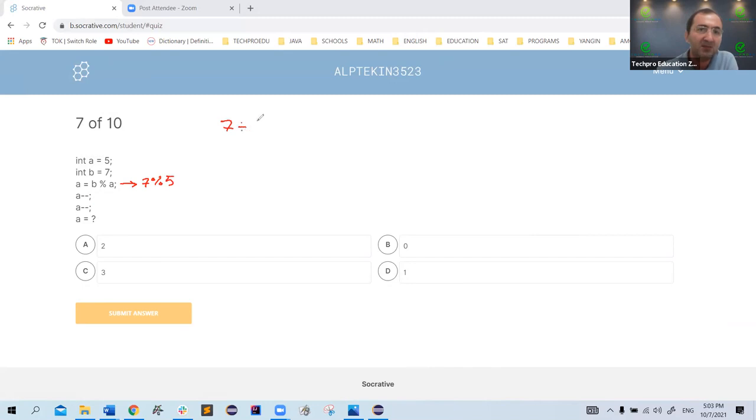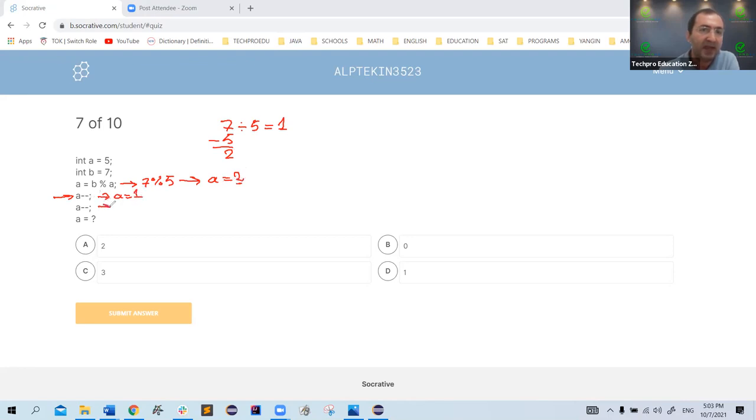When we divide 7 by 5, it goes once, 5 times 1 is 5, we subtract, so we get 2. That means from this line, we find A as 2. New value of A is 2. Then here, look, we have a decrement. The value of A was 2 from the previous line. Now we decrease by 1, it is 1.